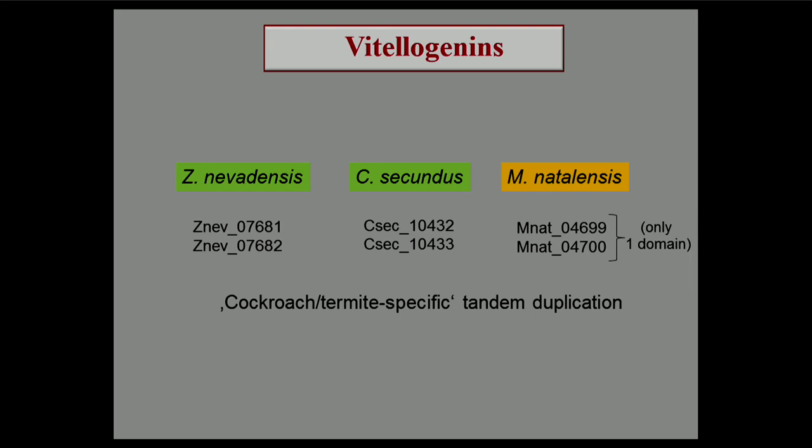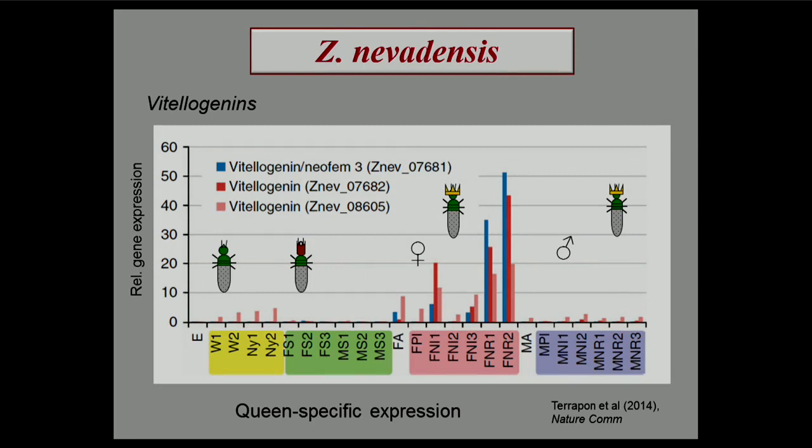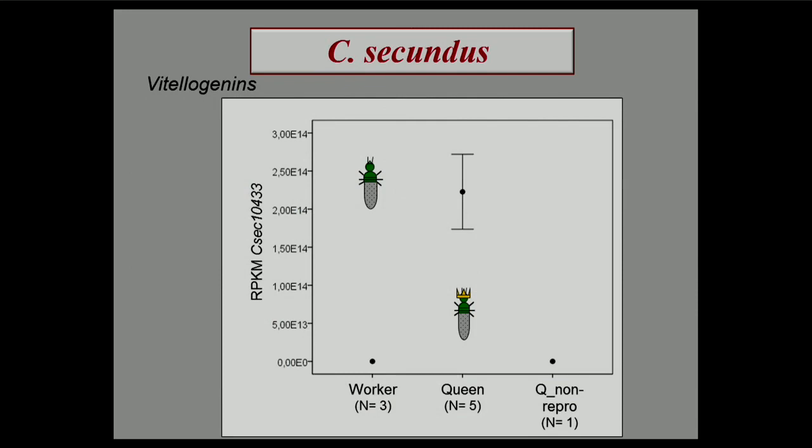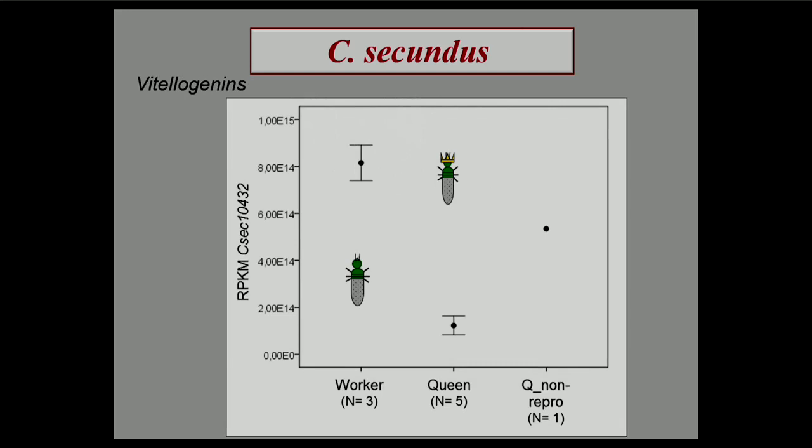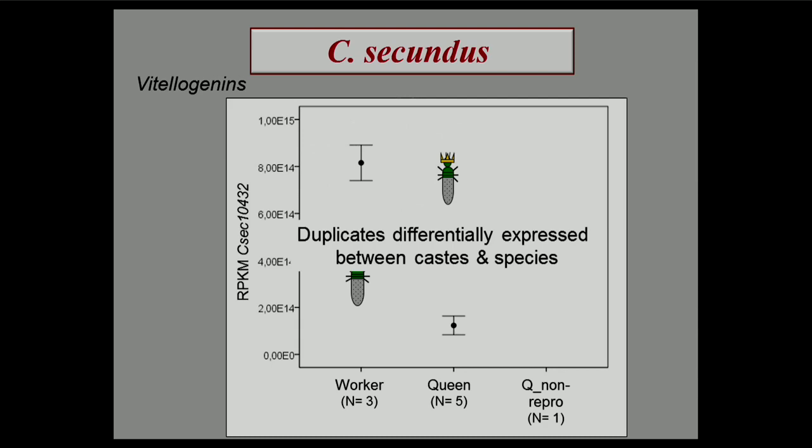When we now look again at the expression pattern for Zootermopsis and for Cryptothermes, we can see for Zootermopsis that both of these typical proper vitellogenin genes are overexpressed in female reproductives. And when we look at Cryptothermes secundus, we can see that one of these genes is overexpressed in female reproductives, so in queens. And this is our NeoFEM3 gene. But the duplicate of it is overexpressed in workers and less expressed in female reproductives. So here again, this suggests that we have duplicates within the termite or cockroach lineage, and these are differentially expressed between castes, and the differential expression is different between the different species.